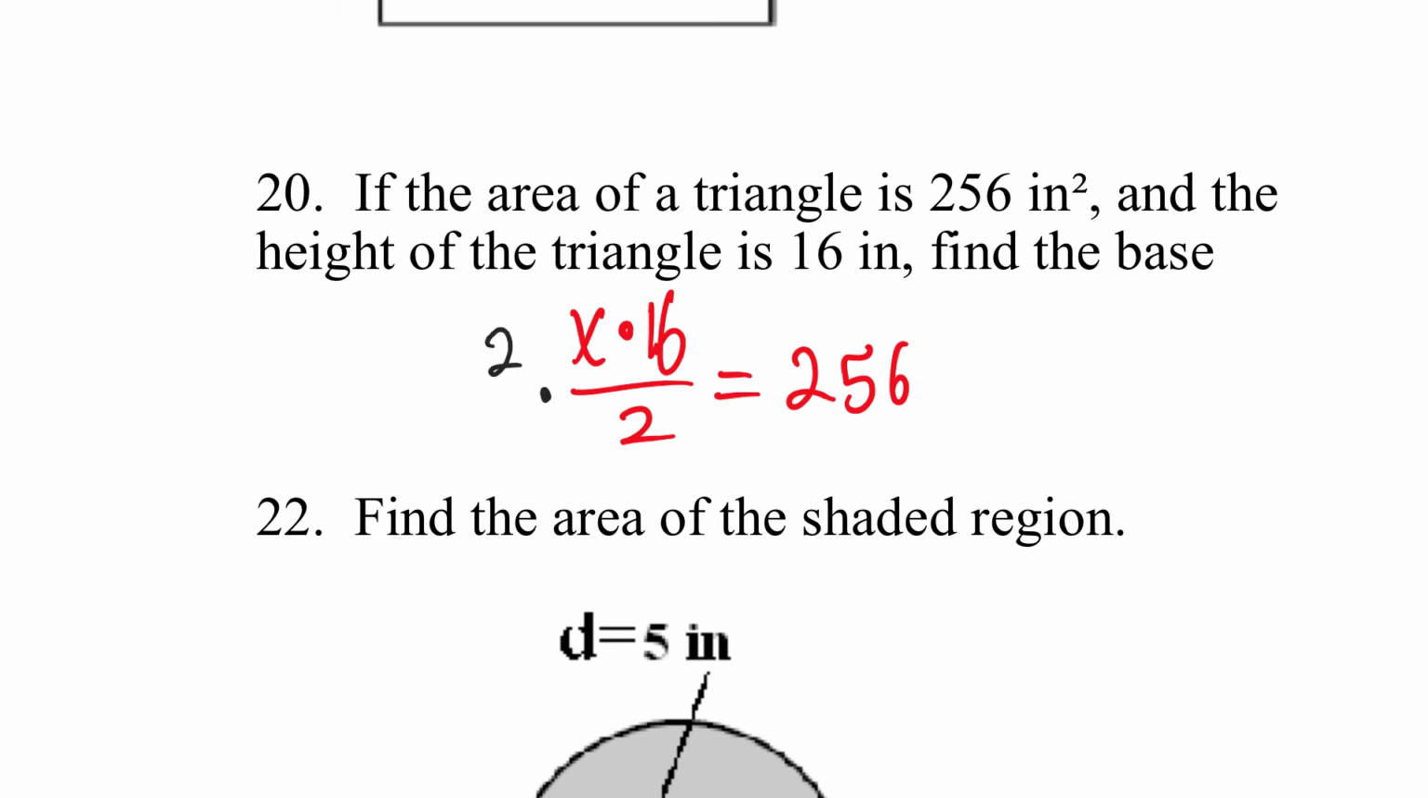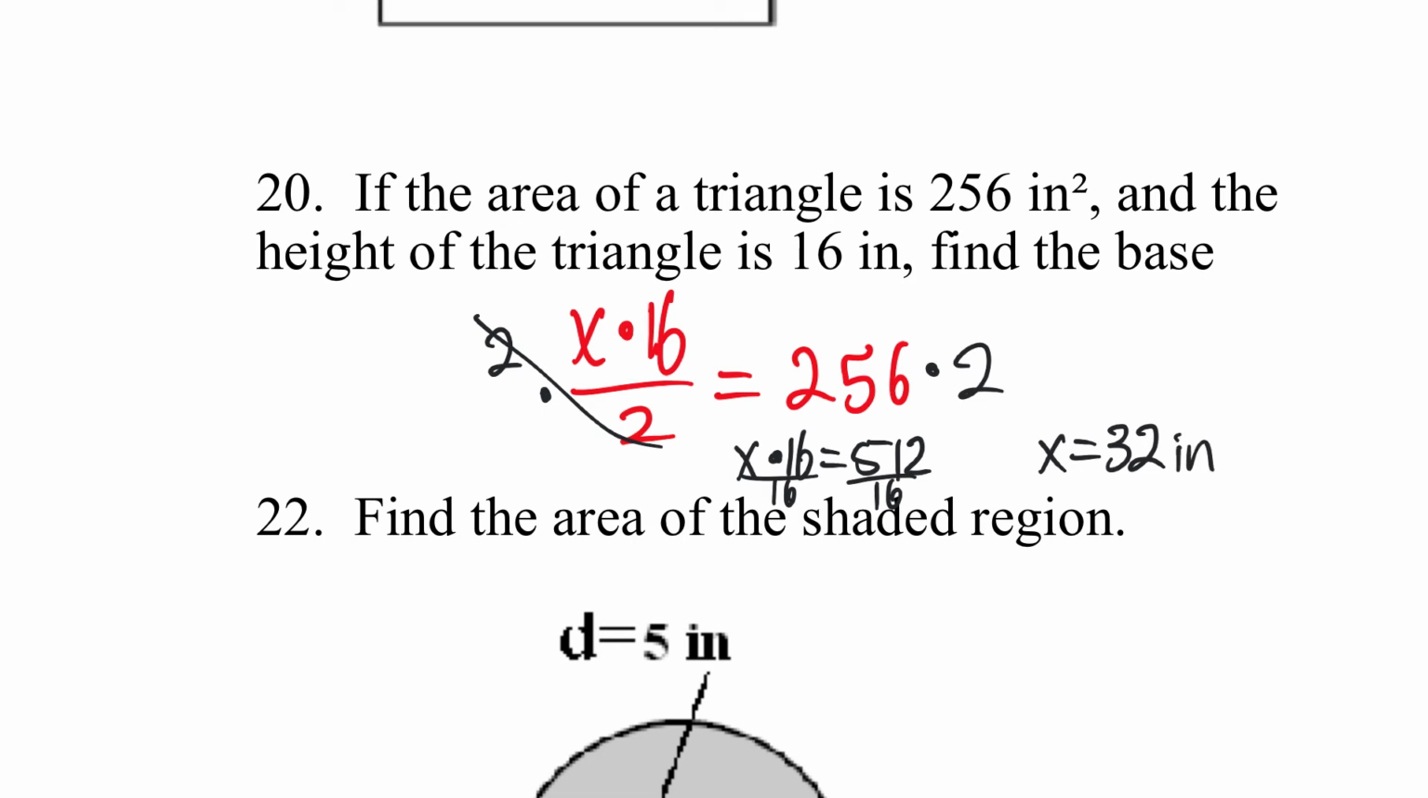If we multiply both sides by 2, that cancels that out. That gives us x times 16 equals 512, divided by 16. And what does that give you? 32 inches.